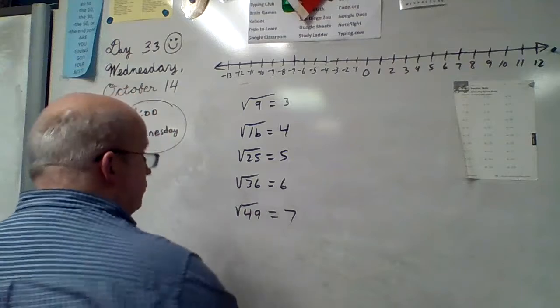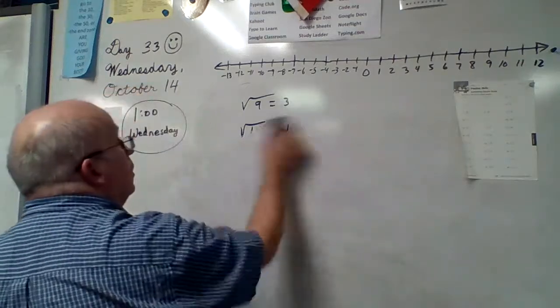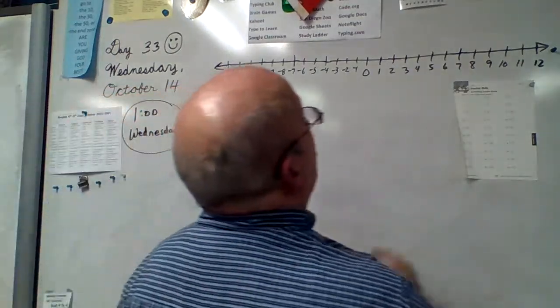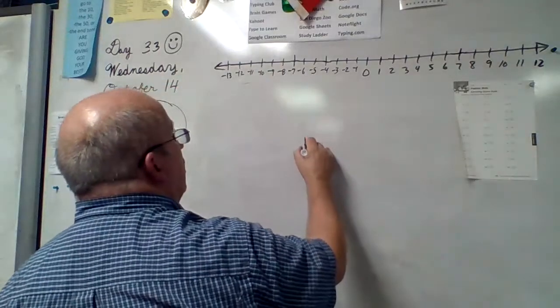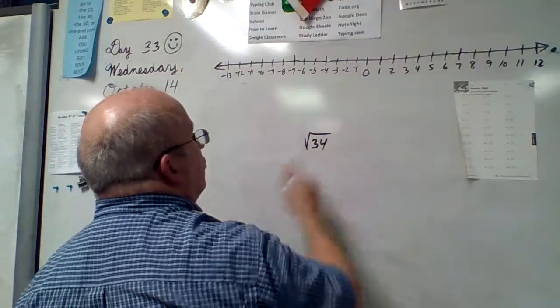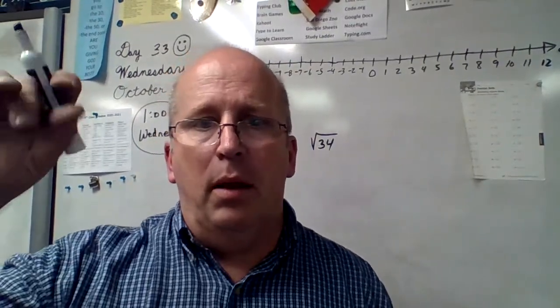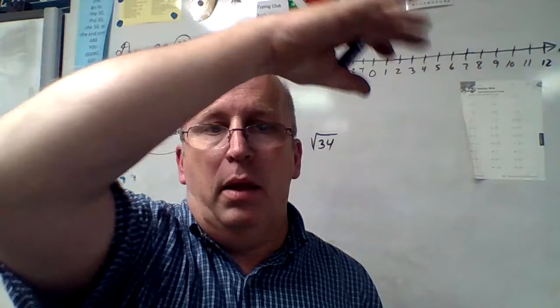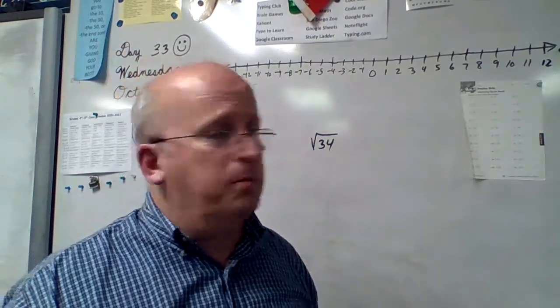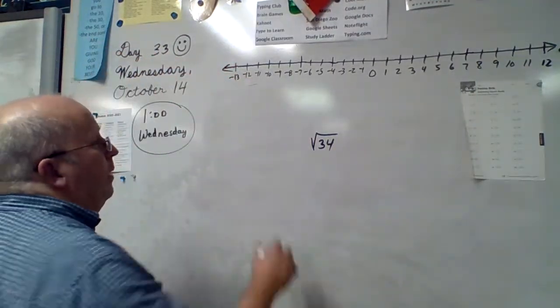For example, what if somebody said to you, hey, what is the square root of 34? And I don't want the exact answer, because that's going to be a long decimal if you punch it out on a calculator, but we don't want to do that. We want to figure out a way to estimate square roots. Well, here's how I do it in my mind.